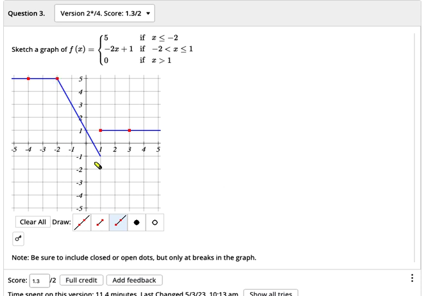Okay, so now that we got all the lines in there, now I've got to figure out where to put the dots and the holes. So I don't need one here because it's only at breaks in the graph. So I just have to figure out these two spots. So here when x was, oops, I just realized I graphed that at 1. I didn't mean to do that. That should be right there.